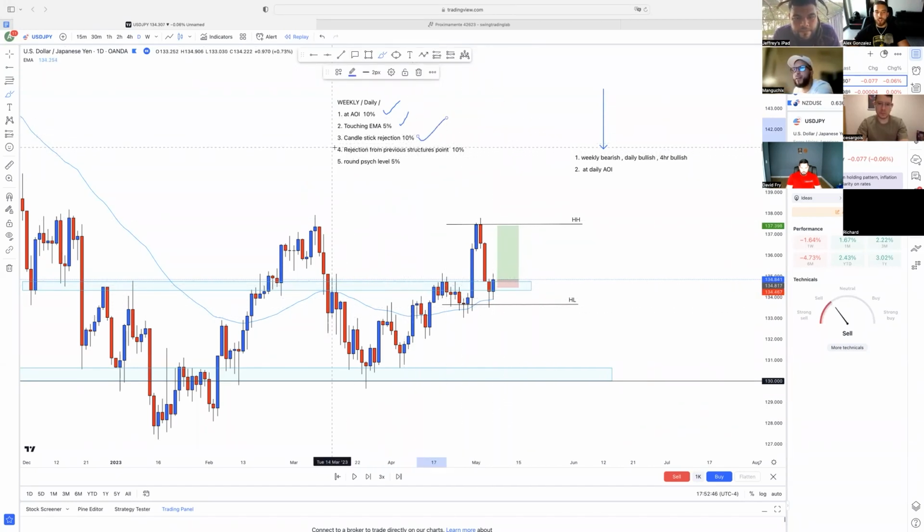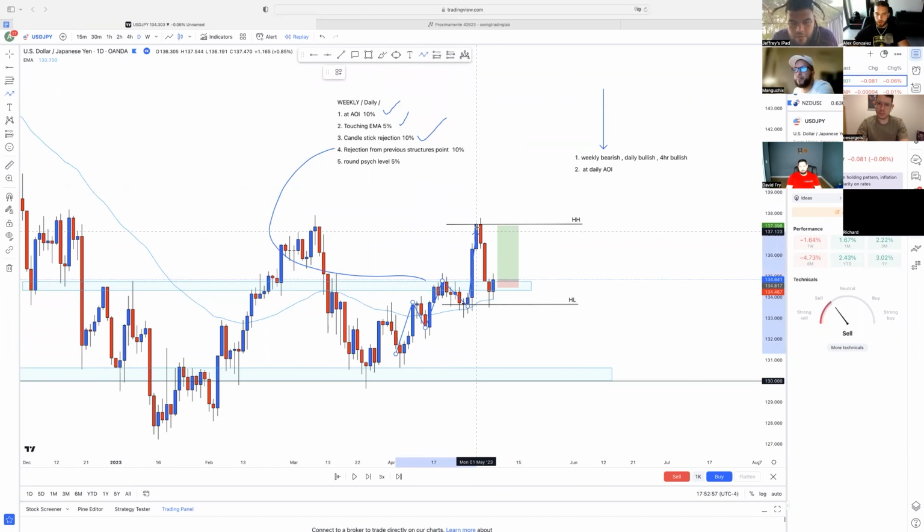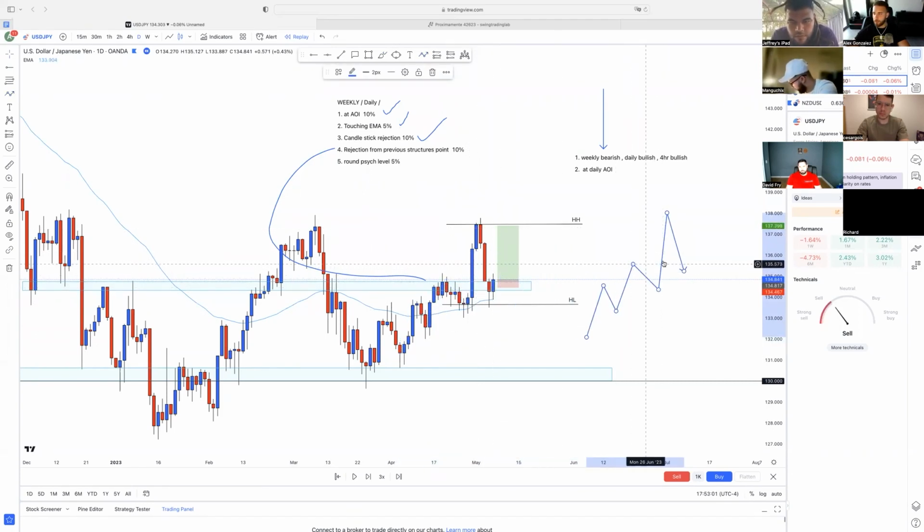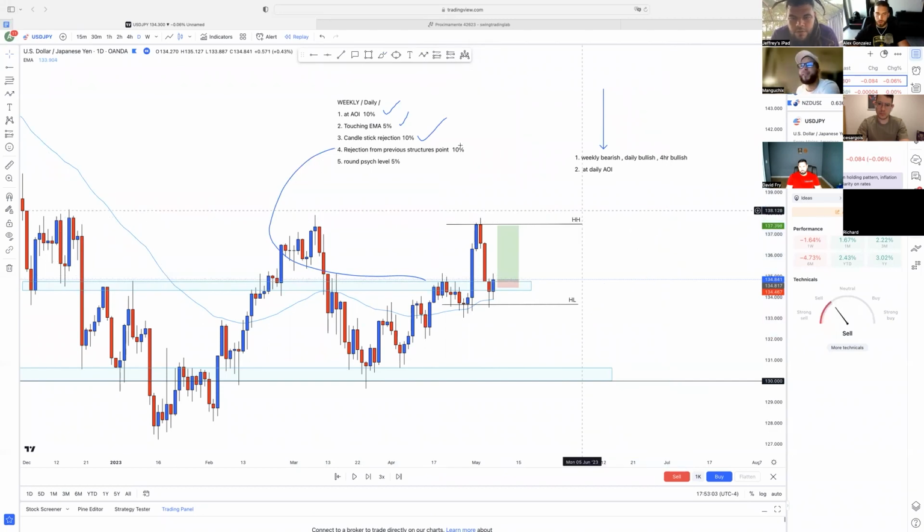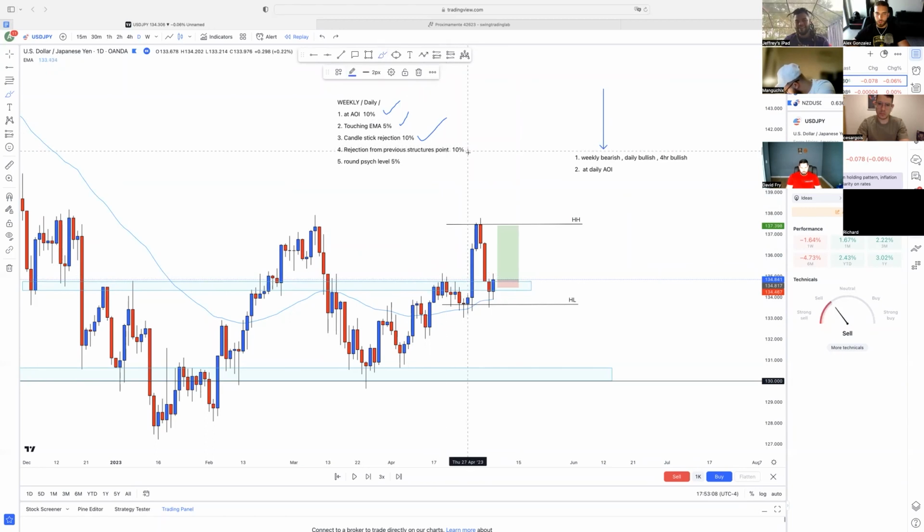Do we have a rejection from the previous structure points? Type 1 if yes, type 2 if no. You don't know if that's the previous structure point? Well, let's figure it out. You just draw out the market structure and then you bring it over here to the right. Is that the previous market structure? Yes. So we have the previous market structure point rejection.